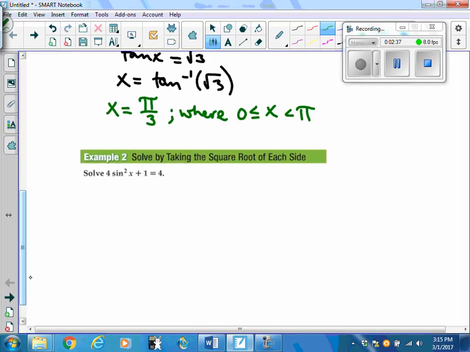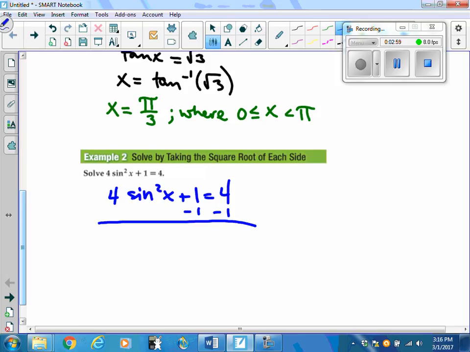I'm going to do the similar kind of thing for my next problem. Again, I want to treat my function like it's a variable. It says solve by taking the square root of each side. So first I'm going to get the variable by itself. So the original problem is 4 sine squared x plus 1 equals 4. I'm going to subtract 1. That's 4 sine squared x equals 3. Then we're going to divide by 4 on both sides. Sine squared x equals 3/4.